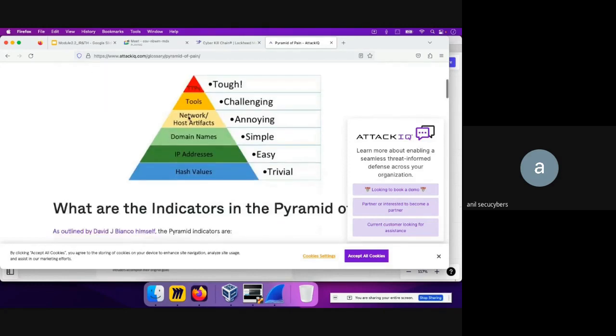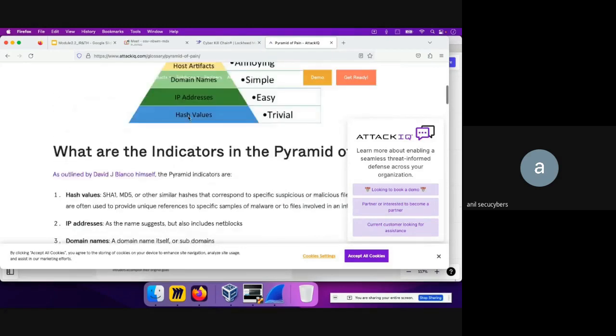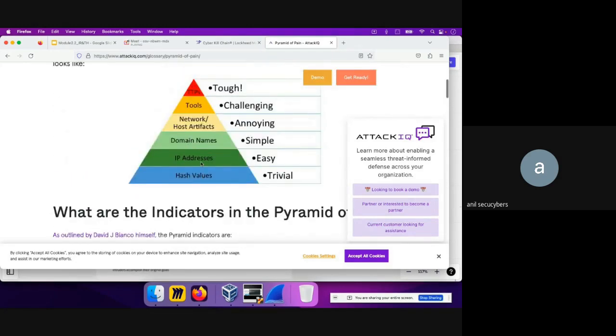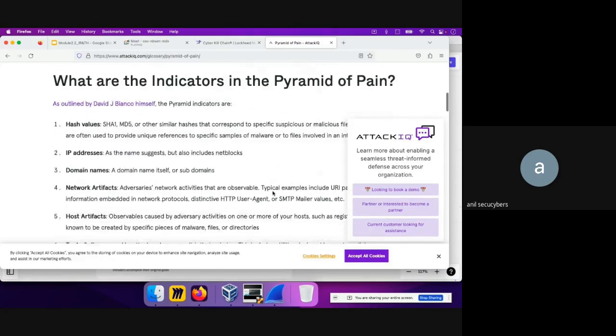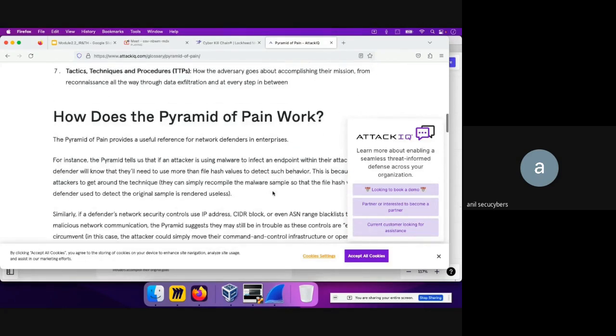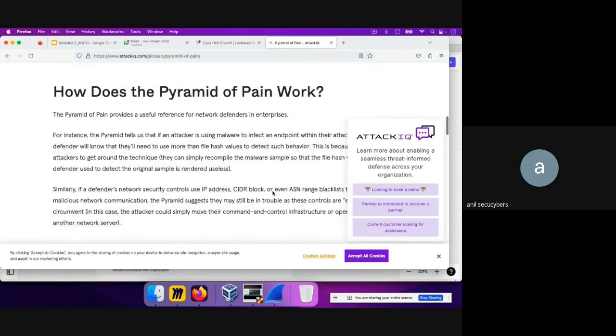So the thing is, let's say what it is: what's the hash value, what's the IP address of the attacker, what is the domain name, what are any other kind of network or host artifacts or the tools. So basically, what this Pyramid of Pain tells us.